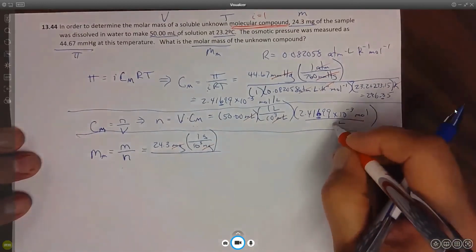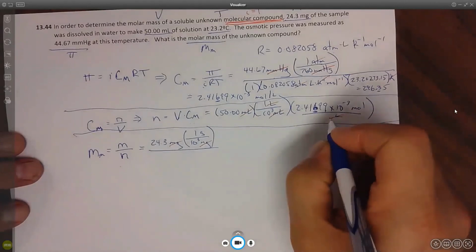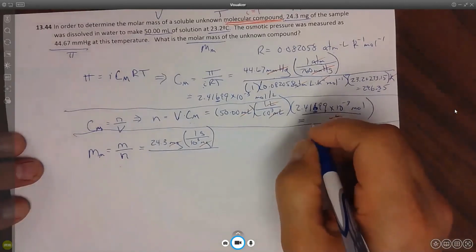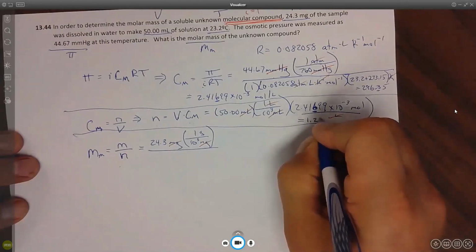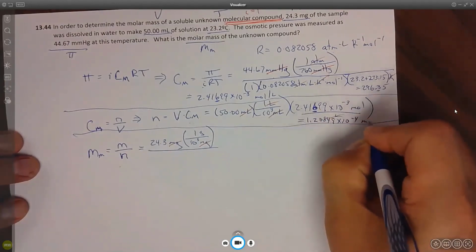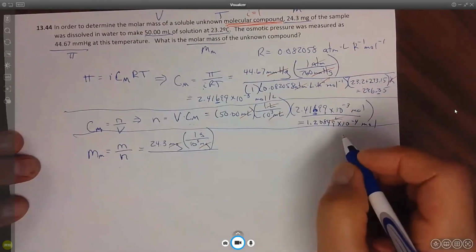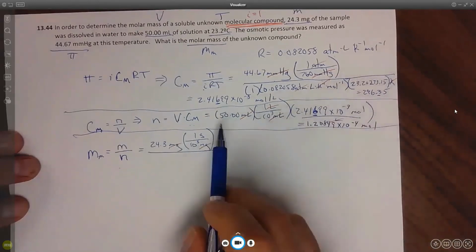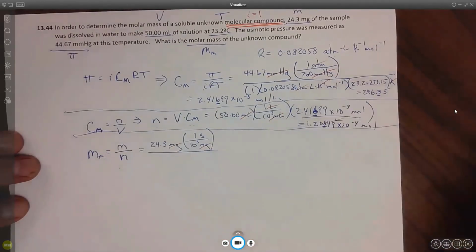We can see now that the liters cancel, and that gives us moles, and so that is equal to 1.20849 times 10 to the negative 4 moles. So that's, let's see, 4 sig figs, exact 4 sig figs. So that's 4 sig figs. So that puts it there.